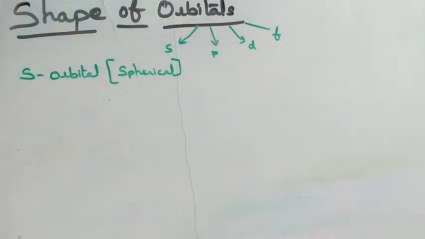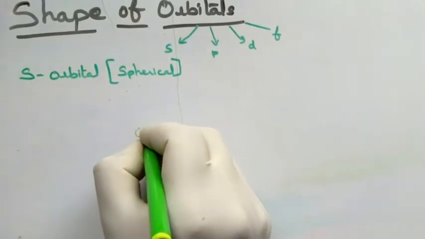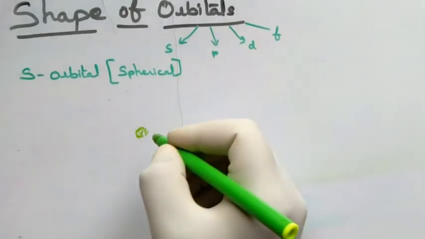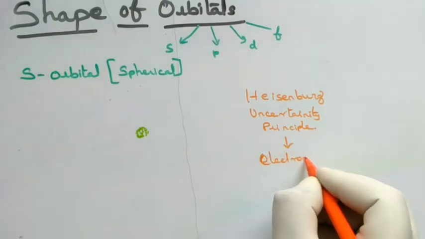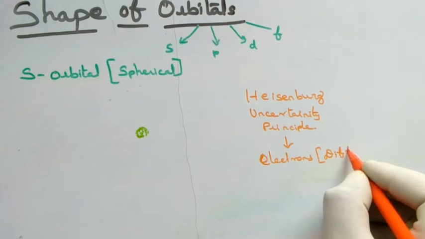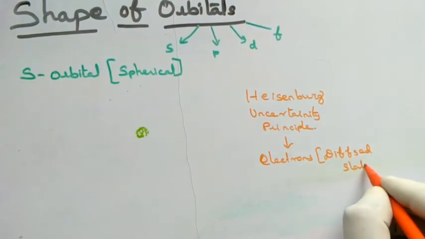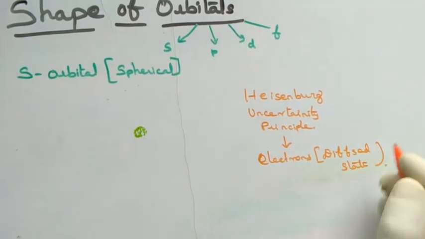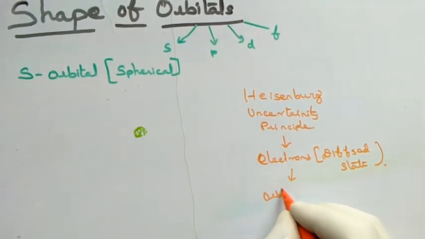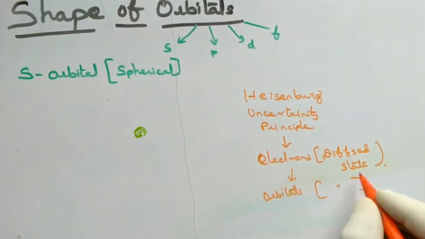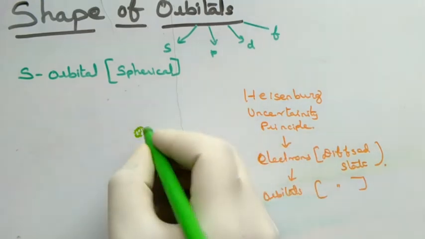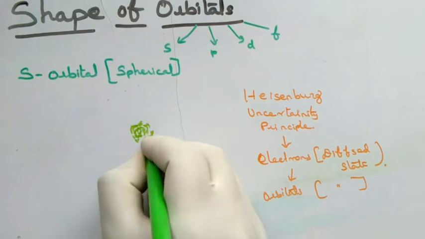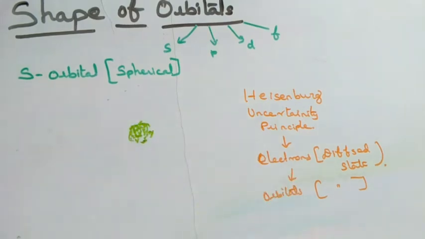First lower energy s-orbital is 1s orbital, which is in the first shell. So 1s orbital looks like this, because as per the Heisenberg uncertainty principle, electrons do not have a definite shape, but instead they will be in a diffused state. So orbitals also can be visualized in a diffused state. That's why we are drawing the shape of s orbital like that. So the lower energy level s orbital is 1s orbital, and s orbital is in spherical shape.